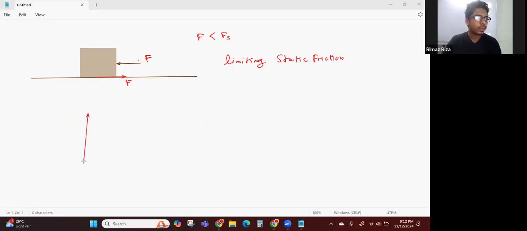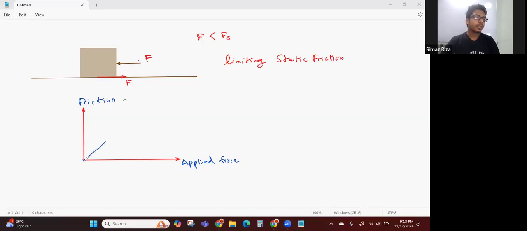So we drew the graph last week. So when the applied force is zero, so here this is the applied force and friction. When the applied force is zero, we know the friction is zero. And then what happens? When we increase the applied force, the friction also gradually increases.